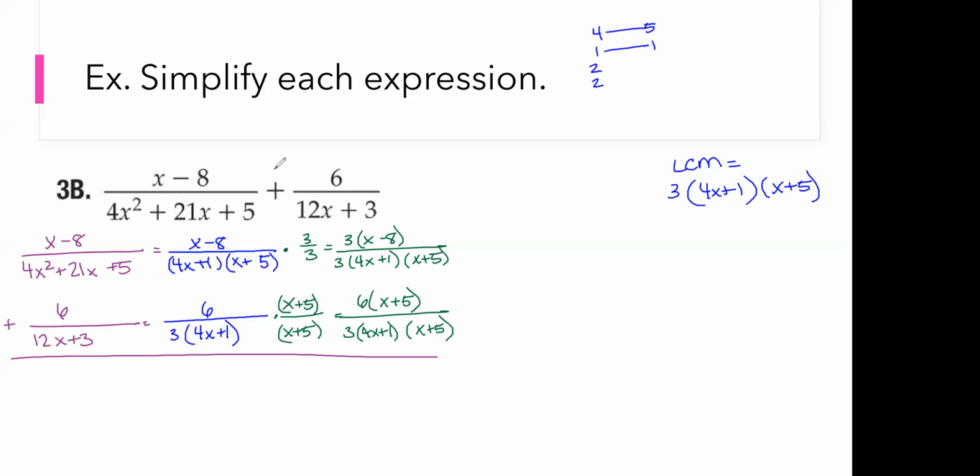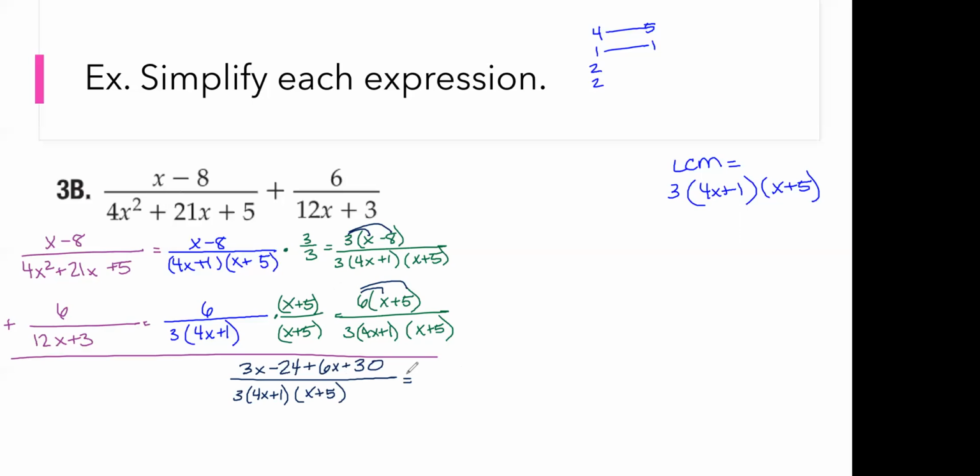Okay, then what I'm going to do is use the distributive property here. So this would be 3x minus 24. And then over here, I'm adding, so this would be plus 6x plus 30. And then my denominator is the same, 3 times (4x plus 1) times (x plus 5).